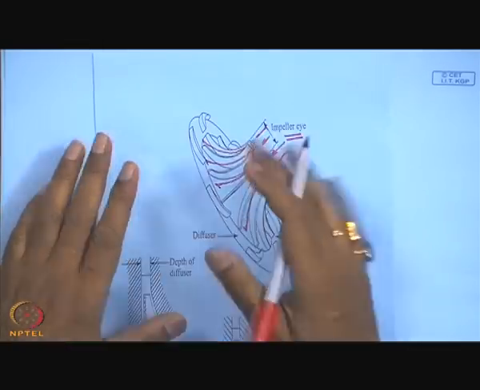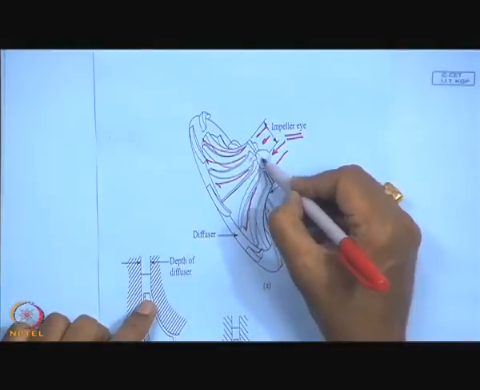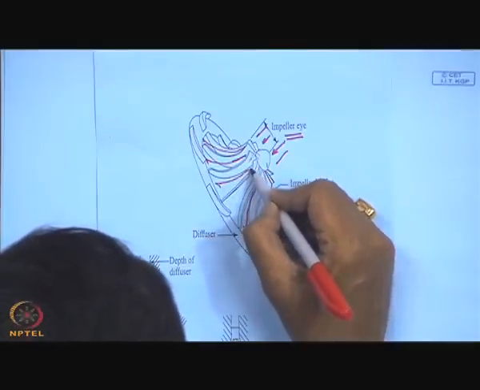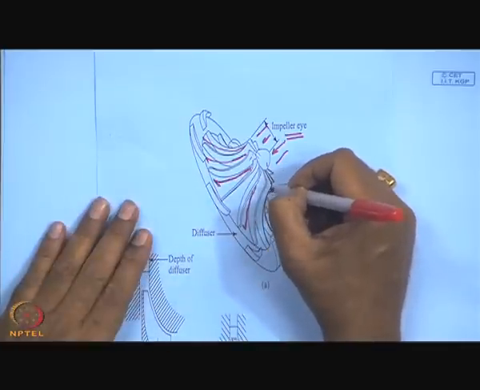Now, what happens? The air is sucked axially by the rotating action of the impeller at the impeller eye. Here it is, the impeller eye. And then the air is ultimately directed radially outwards through the rotating impeller. Since the air goes through this passage radially outward, at the same time the impeller is being rotated.